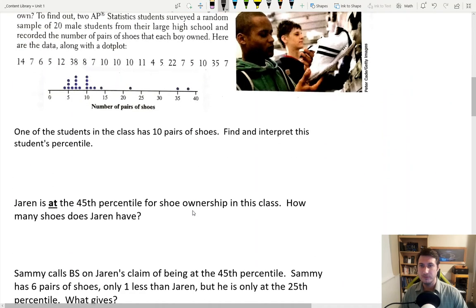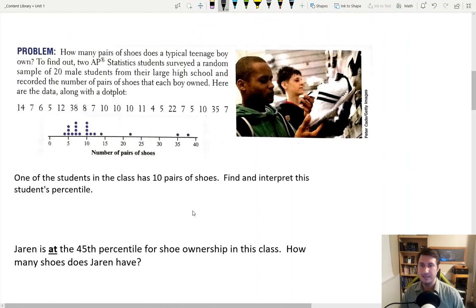How many pairs of shoes does a typical teenage boy own? To find out, 2 AP Statistics students surveyed a random sample of 20 male students from their large high school and recorded the number of pairs of shoes each boy owned. Here are the data, along with a nice dot plot. One of the students in class has 10 pairs of shoes. Find and interpret this student's percentile.